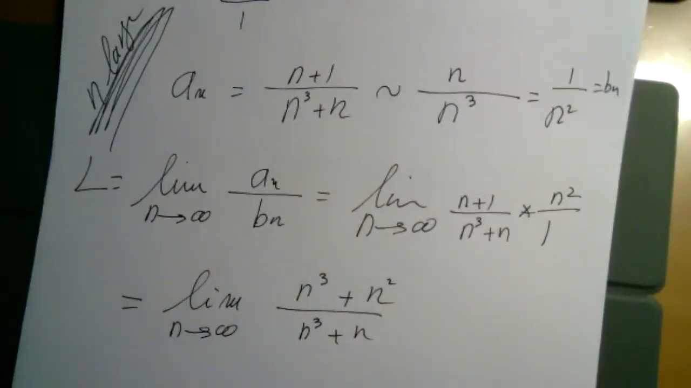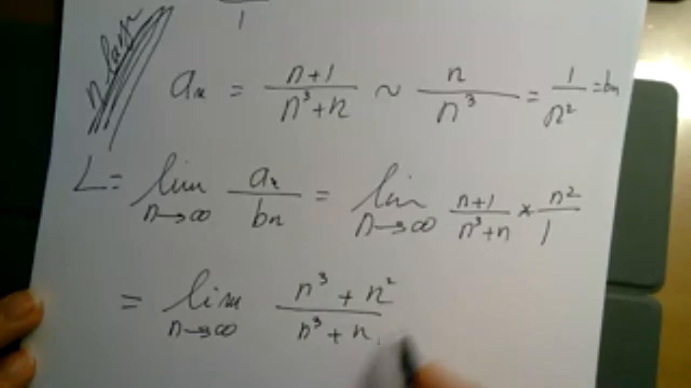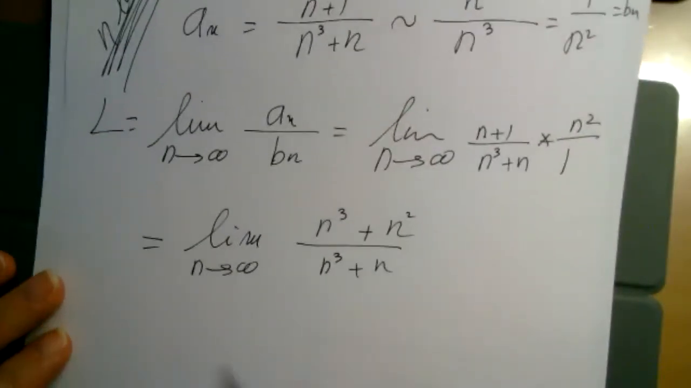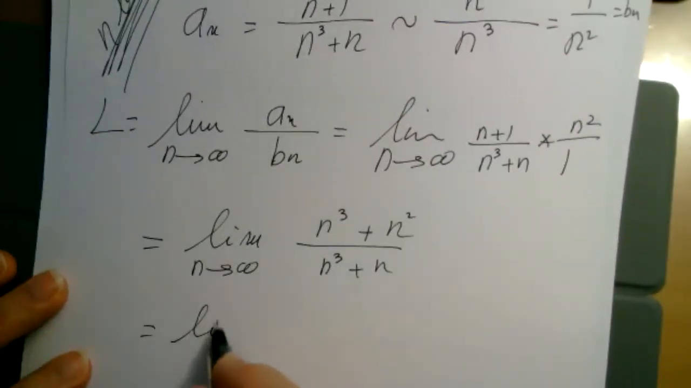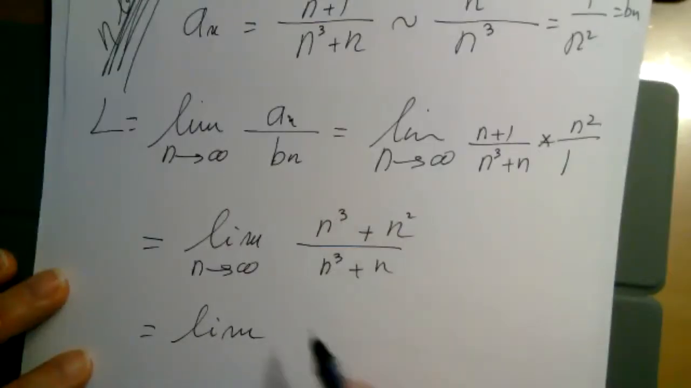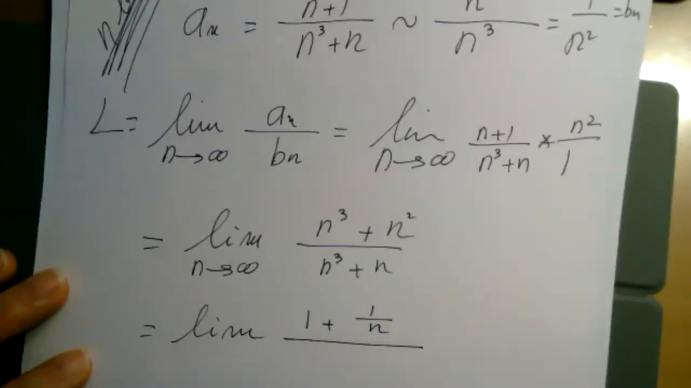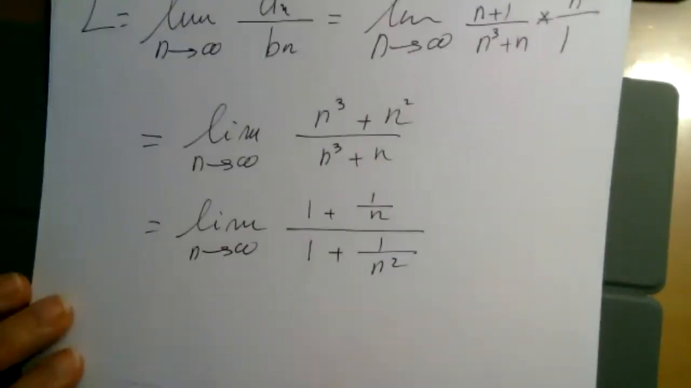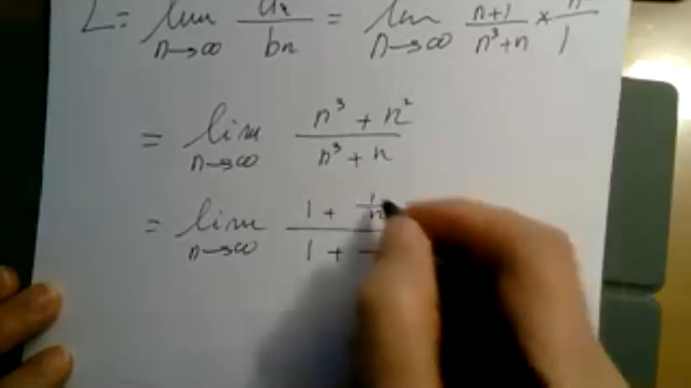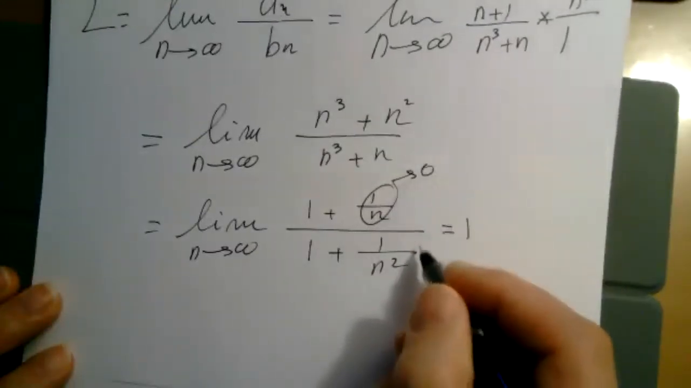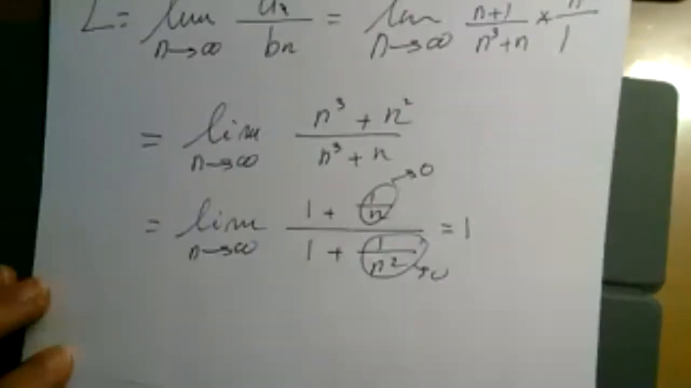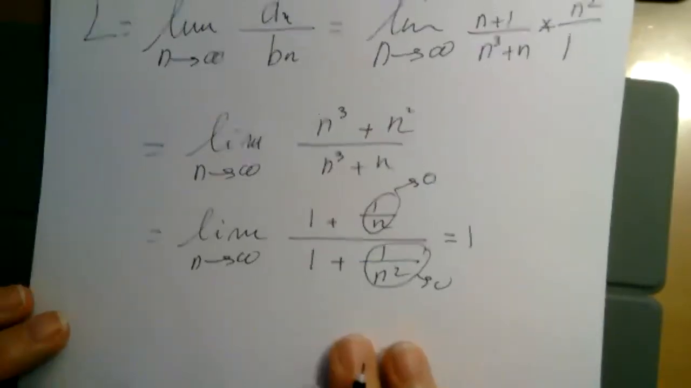All right? And what's this limit here? Now we've done this a gazillion times. You can divide by n to the power 3, numerator and denominator. You're going to get 1 over n here, and you're going to get 1 over n squared here. Doing this, as n goes to infinity, this goes to 0, this goes to 0, equal to 1. So my choice will work.